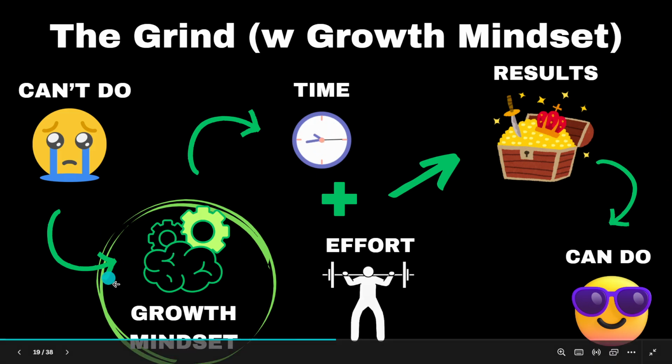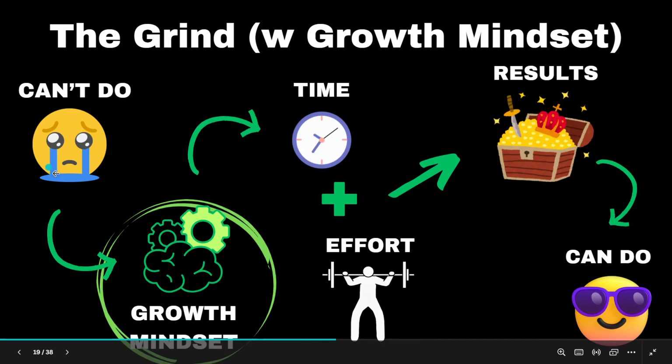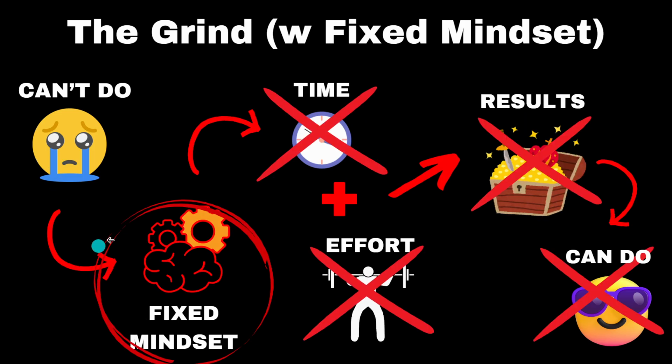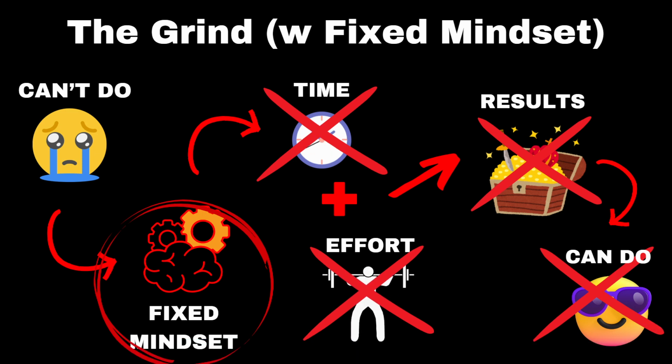Here is the problem, and I'll put a circle around it. Fixed mindset. A lot of people have a fixed mindset, and so they start off, they can't do something, same as in the previous picture, but instead of believing in themselves that they can actually get better at it by putting in time and effort, they have a fixed mindset. And because they have a fixed mindset, they see no value to time and effort, which means they don't put any time and effort in, which means they don't get any results, which means they have no results to stack up, and they can never say they can actually do the skill. This red picture here is the reality for most people. They have a fixed mindset, and so they go nowhere.